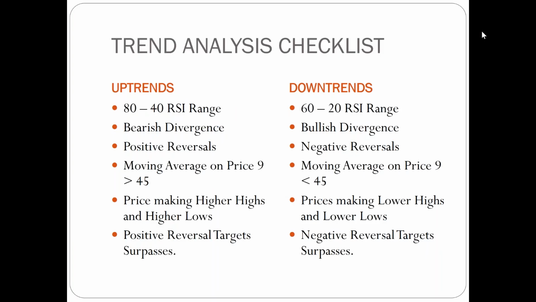So the trend determination checklist that we were building subconsciously when we were looking at our setups. When we are in an uptrend, the RSI range will be between 80 and 40. Our range rules concept. We will have bearish divergence in an uptrend. We will have positive reversals in an uptrend. The moving average on the price will always be positive, that is 9 will be above 45. Prices will make higher highs and higher lows, that is the basic definition of the uptrend, and positive reversal targets will be surpassed. So these are the ingredients of an uptrend.